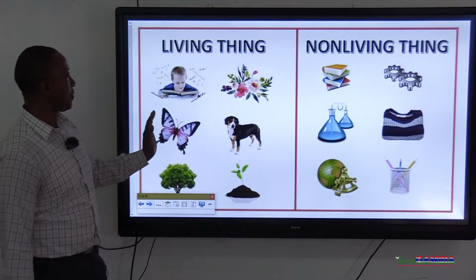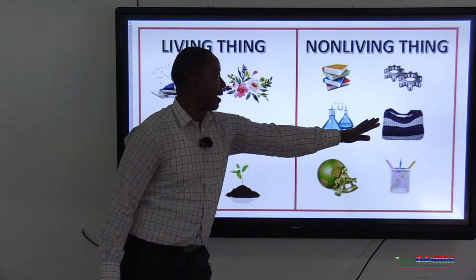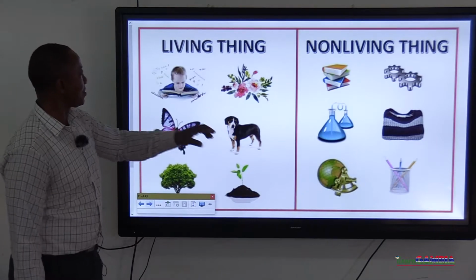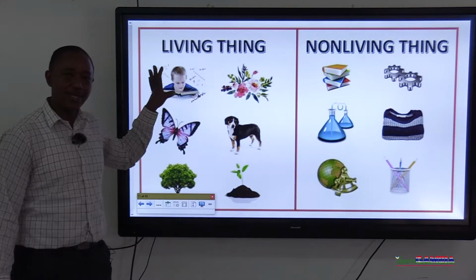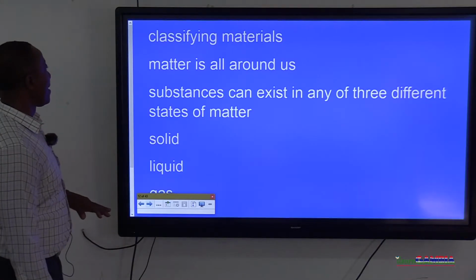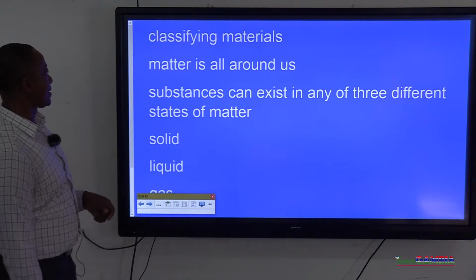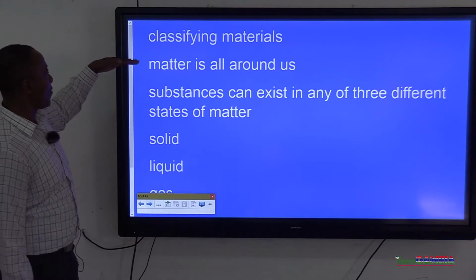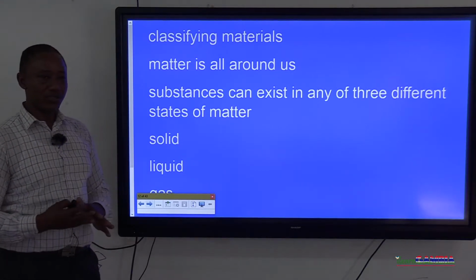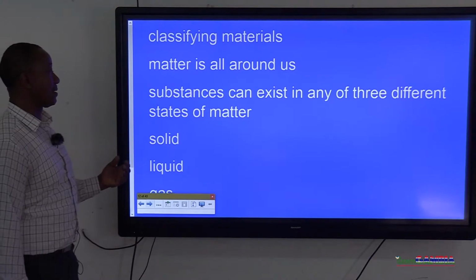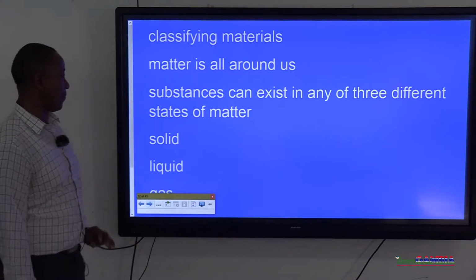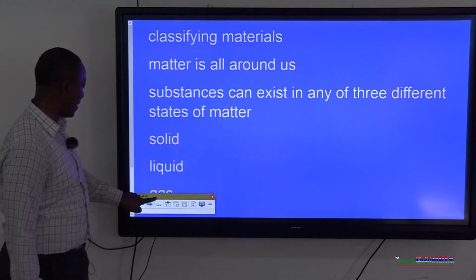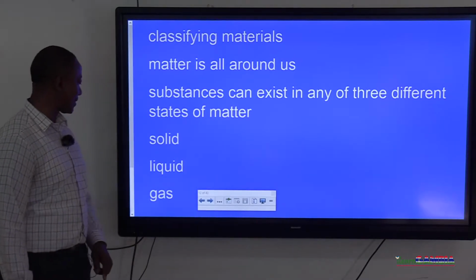You can see we've put all these things on one end, and we call them non-living things. Why? Because they don't have the characteristics that these ones have. So classifying materials, we can also look at non-living things. We know matter is all around us. Substances can exist in any of the 3 states of matter. That includes solid, liquid, and gas.